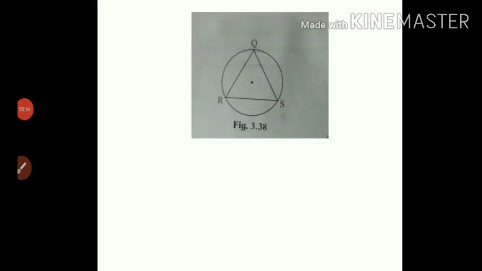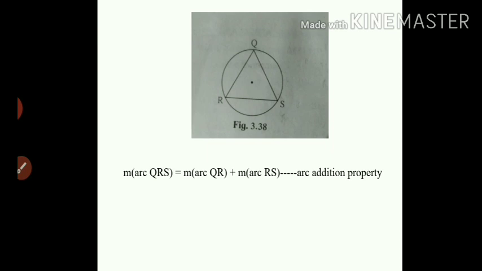Now the second sub-question: you have to find the measure of arc QRS. Check, QRS will be equal to what? Measure of arc QR plus RS by the arc addition property. So 120 plus 120 will be 240. So the measure of arc QRS will be 240 degrees.